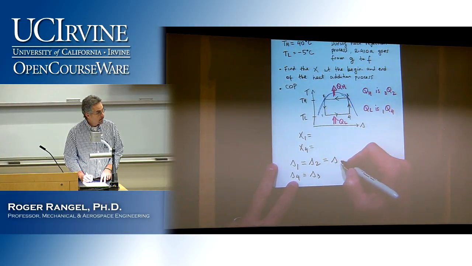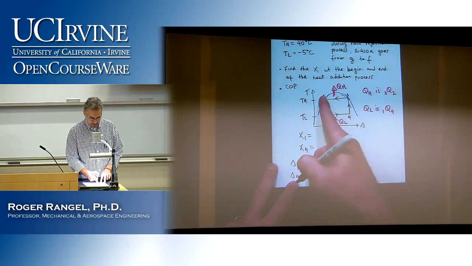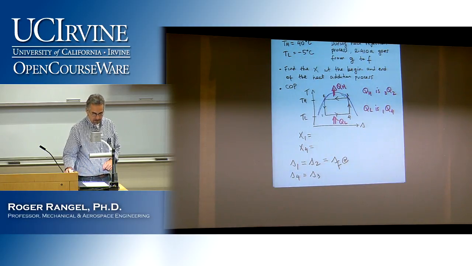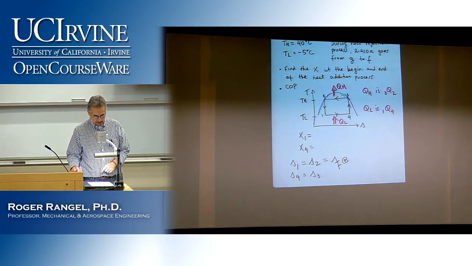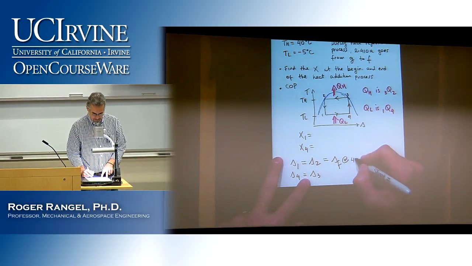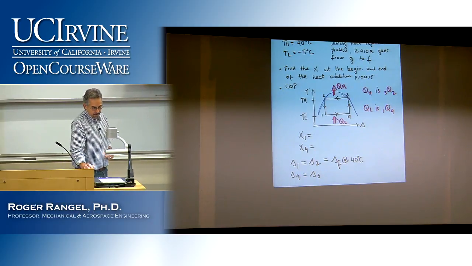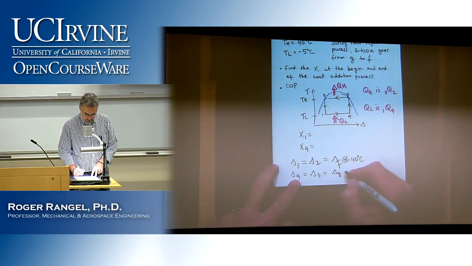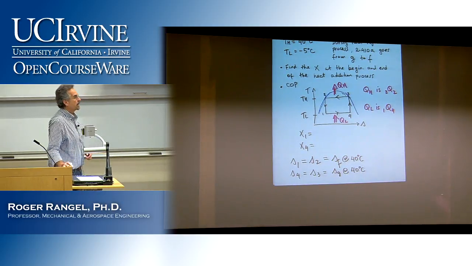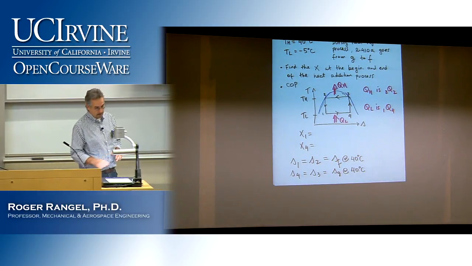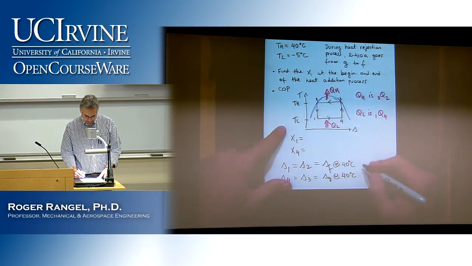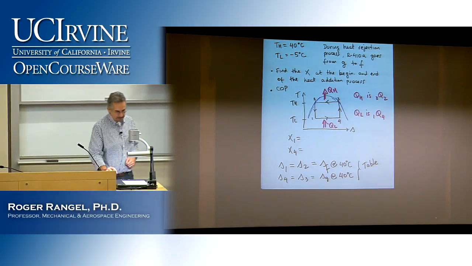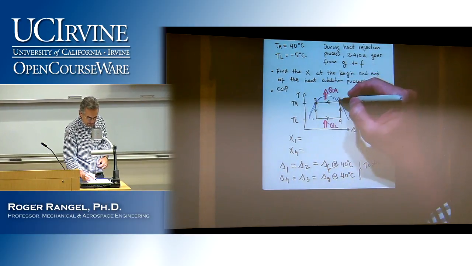That's going to be SF at 40 degrees Celsius. And S3 is going to be SG, also at 40 Celsius. So I can get those from the table. Go to the table, get these numbers, SF and SG here, there.